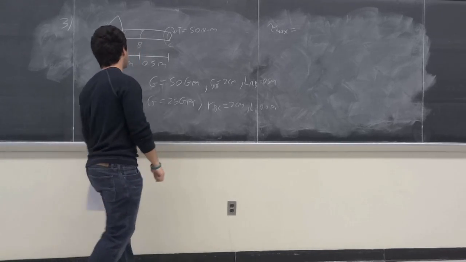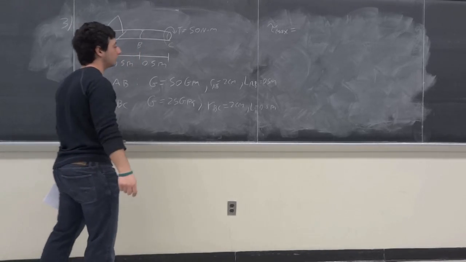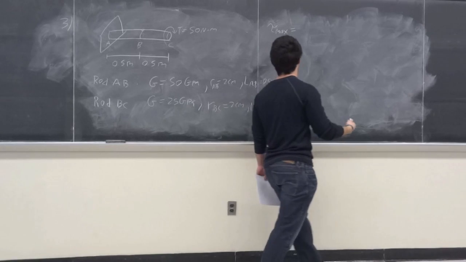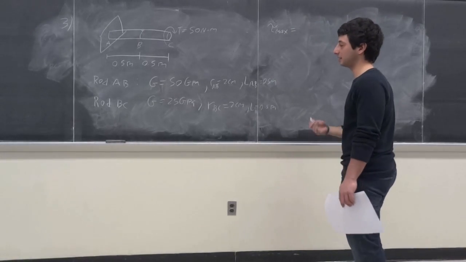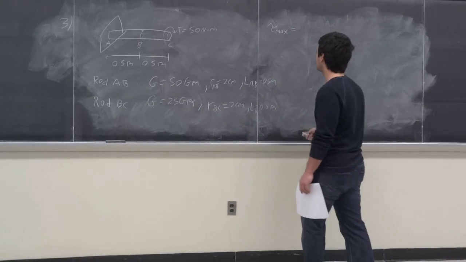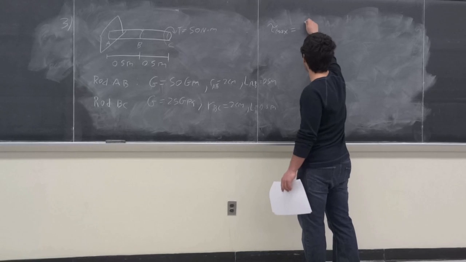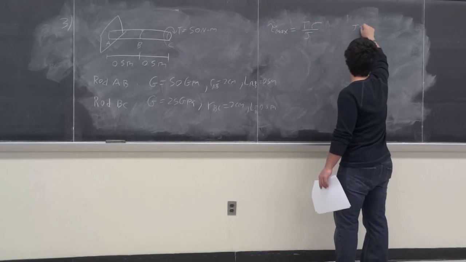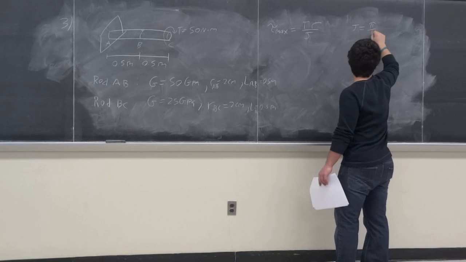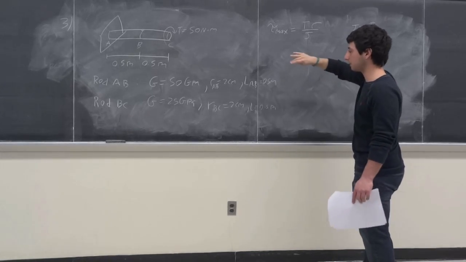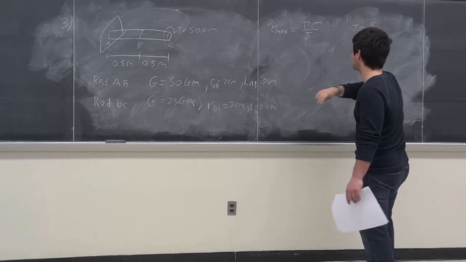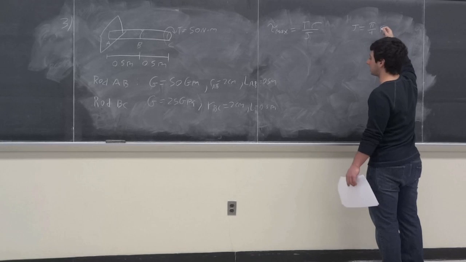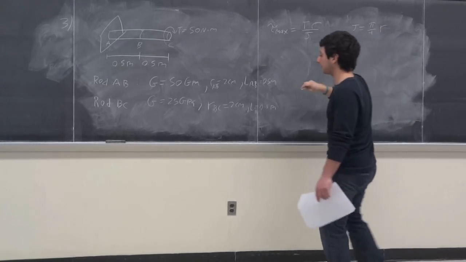50 Newton meters, exactly, no matter where you cut it. Okay, so remember, in all these problems they're static, nothing's moving. So we have Tau equals TR over J, and J is equal to pi over 4. Remember, this is one complete rod. The radius is the same for both sections, so I'll just call that R.